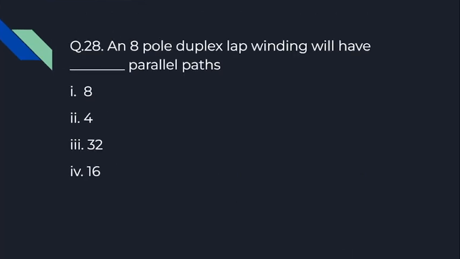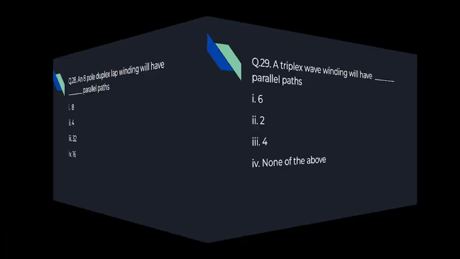An 8 pole duplex lap winding will have dash parallel paths. Okay, so as I already told you, if it is a simplex lap winding, then the number of parallel paths will be equal to the number of poles. Now it is duplex, so it should be double the number of poles. So 8 poles means twice 8 is 16. So option 4 will be the answer for this question. 16 will be the answer.